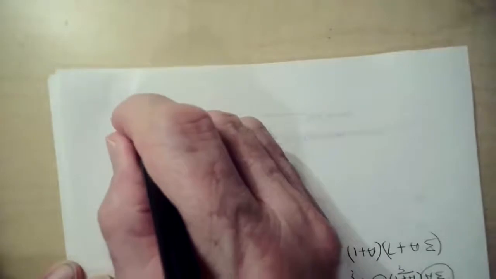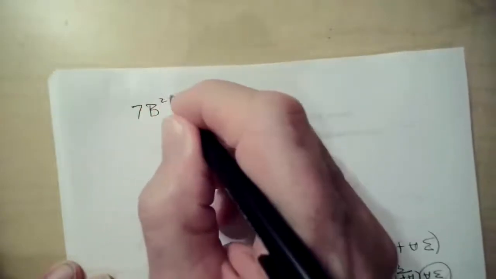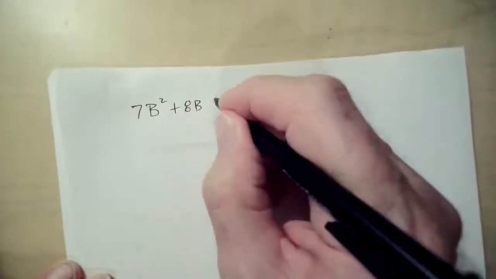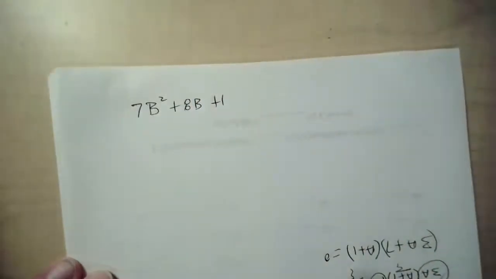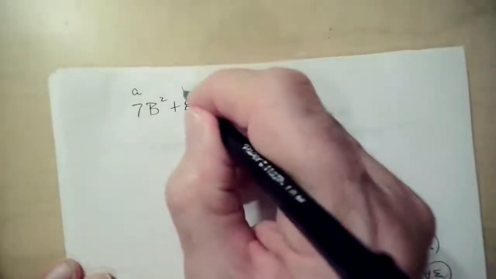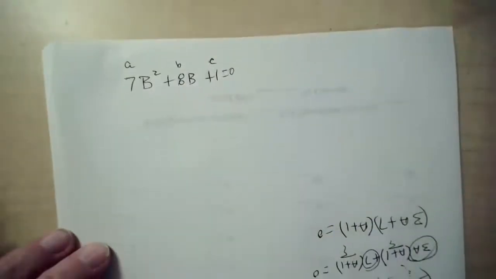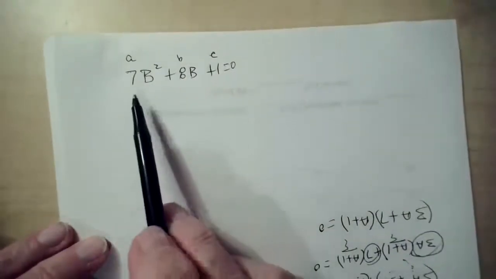All right, what if we have this? Nope, we already did that one. But this: 7b squared plus 8b plus 1. Now remember, this is a, this is b, and this is c, equals 0.